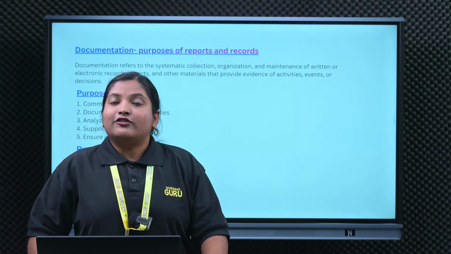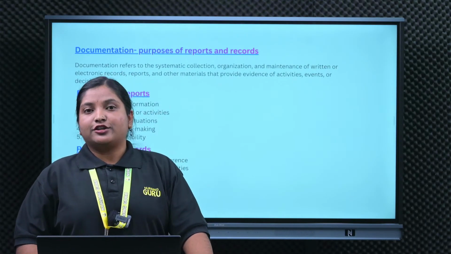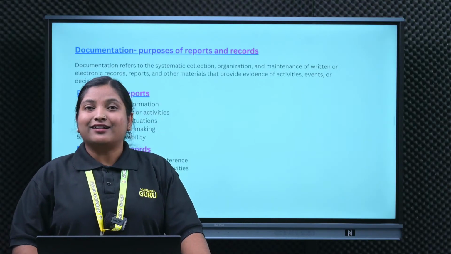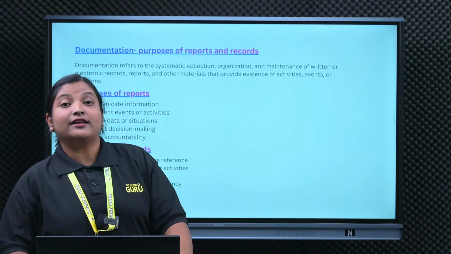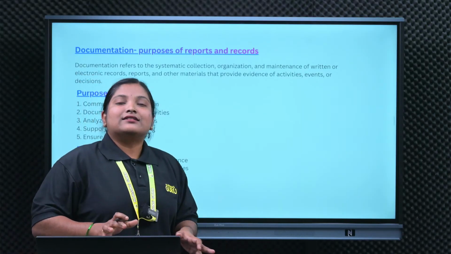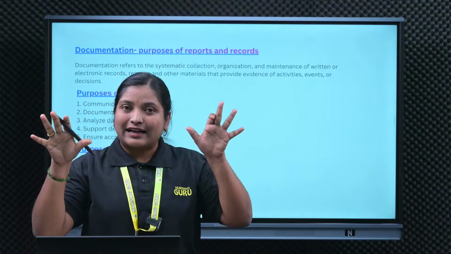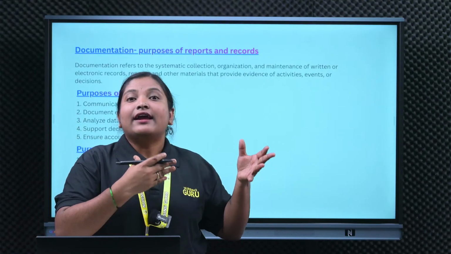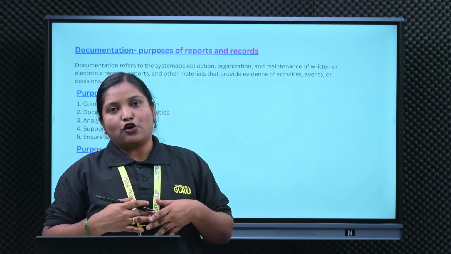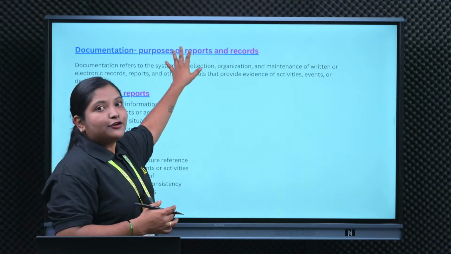For that reason, before an operation or surgery, we take consent from the patient and the family members. For example, I am telling the same thing: it is a systematic process of collecting the data and keeping the records as evidence of the activity or events, known as documentation.